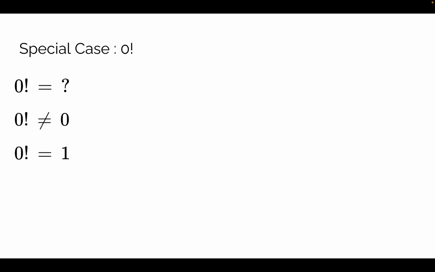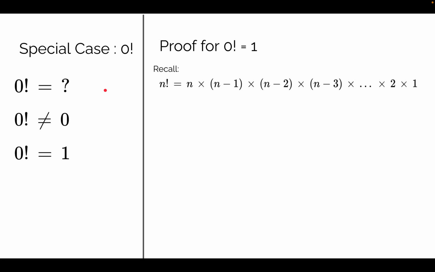It doesn't make sense. Well, let's go through a short proof for why this does work, and hopefully by the end of this proof, it will make a little bit of sense why 0 factorial is equal to 1. Let's go through that proof. At the very beginning, we always have to recall, which I've been saying throughout this video, that n factorial is equal to n times n minus 1 times n minus 2 times n minus 3 all the way to times 2 times 1.